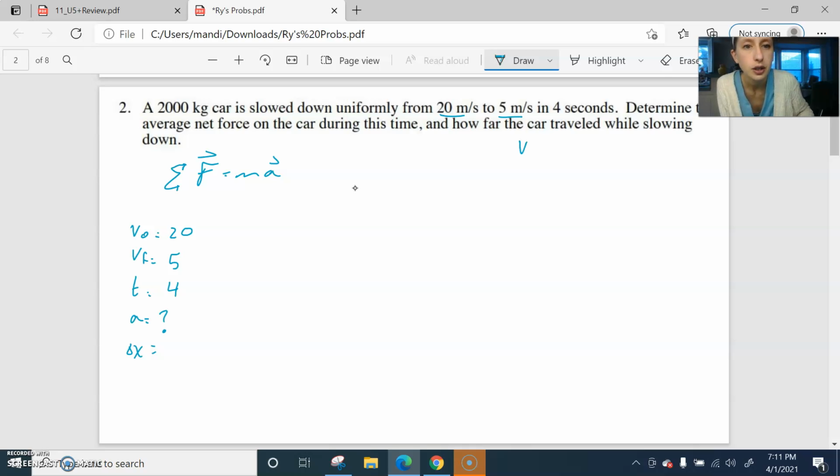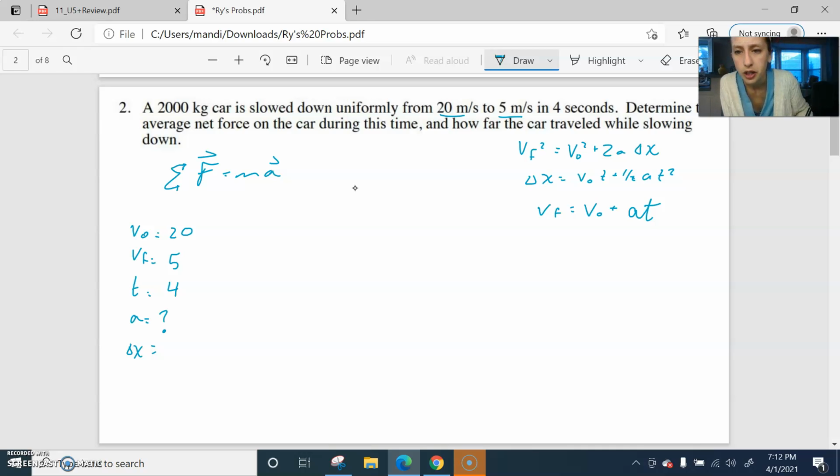The equations look like this. VF squared equals V original squared plus 2A change in X. Change in X equals V naught T plus 1/2 AT squared. And VF equals V naught plus AT. Okay, so I very recently had these memorized, so it's all very new.